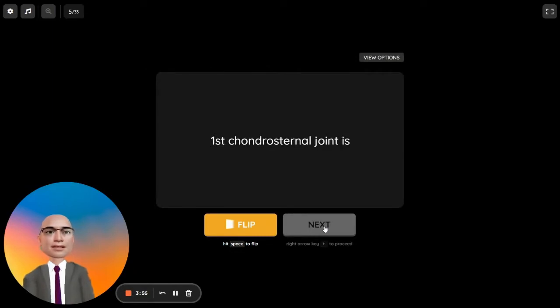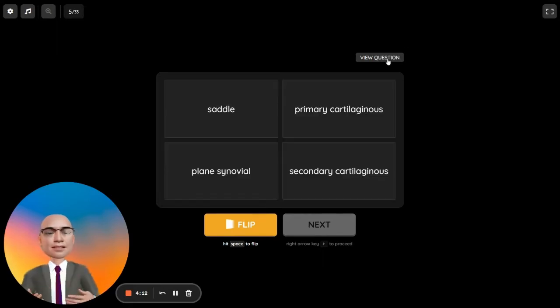Next question is about first costosternal joint. The classification of the joints of the thorax is really important. First costosternal joint is which type of joint? Let us see the options. Options were saddle, primary cartilaginous, plain synovial and secondary cartilaginous. So the correct answer is primary cartilaginous joint.